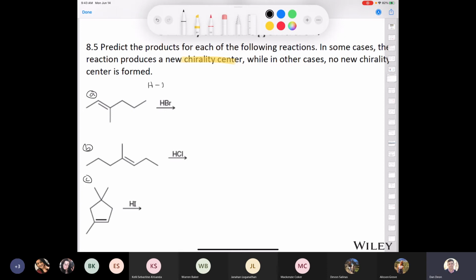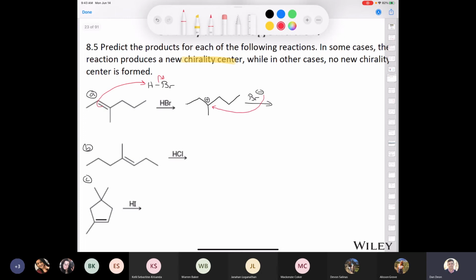If we just draw the first step, the rich are going to get richer. That means this carbon is going to take the proton, so I'm going to end up with a tertiary carbocation. I'll draw it like this, where we have the positive charge here. Remember, the proton was added right here. Now bromide can come in and act as a nucleophile. Maybe I'll draw the curved arrow like this.